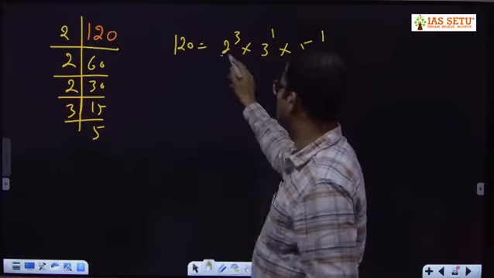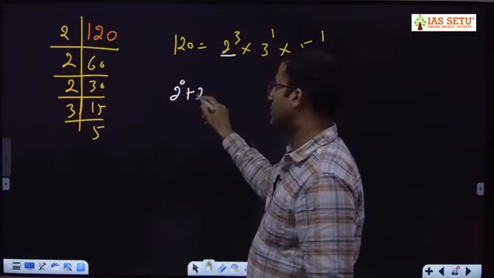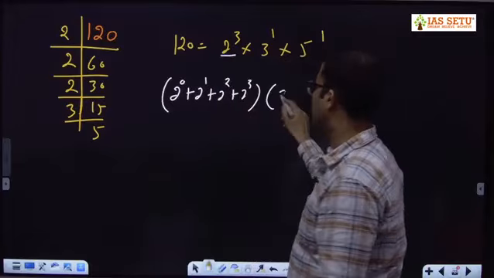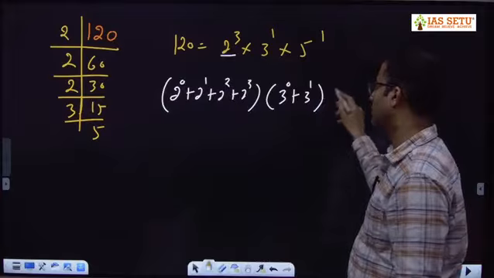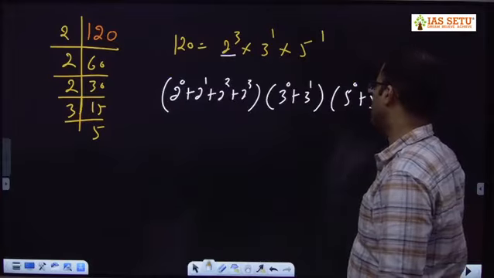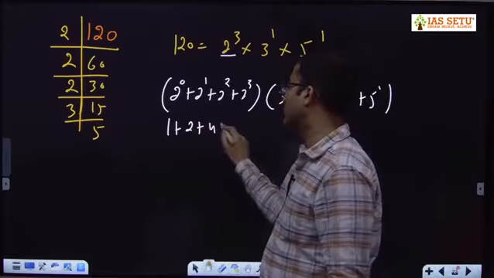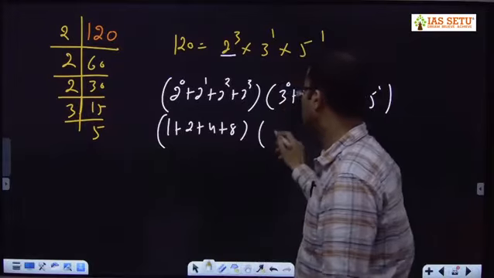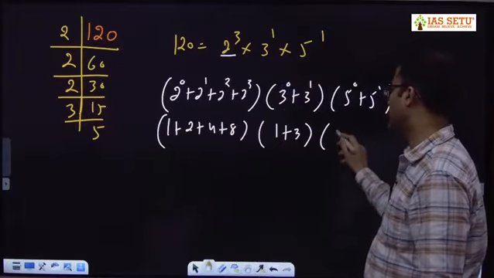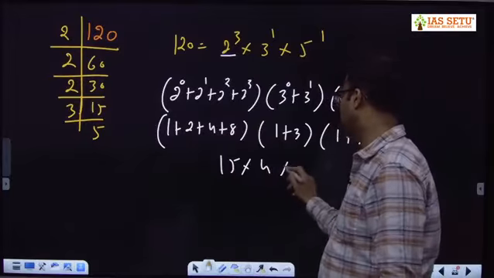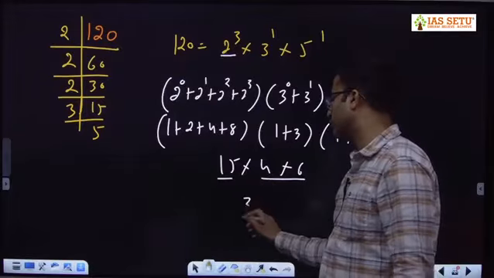So now here 2 to the power 3: 2 to the power 0 plus 2 to the power 1, 2 to the power 2, 2 to the power 3, multiply with 3 to the power 0, 3 to the power 1, 5 to the power 0, 5 to the power 1. So this is 1 plus 2 plus 4 plus 8. This is 1 plus 3, 1 plus 5. So this is 15 into 4 into 6, 24 into 15, 360.